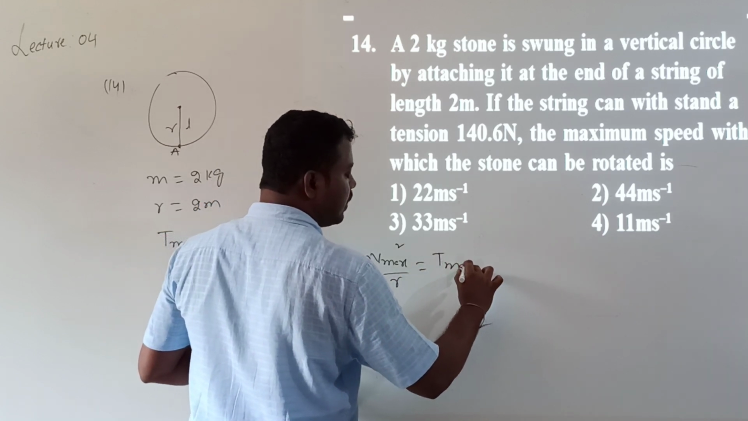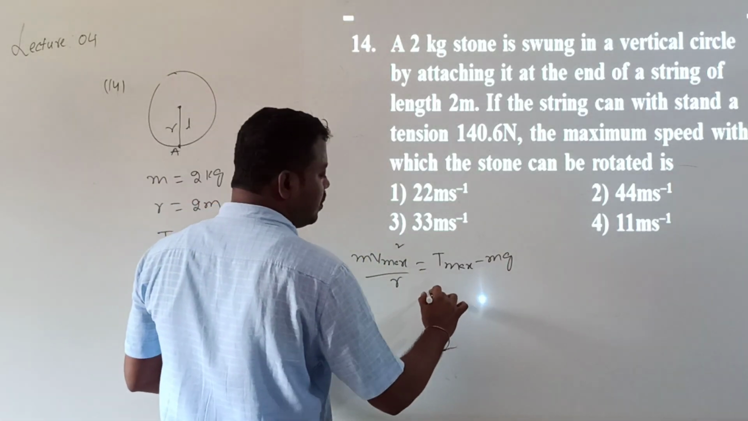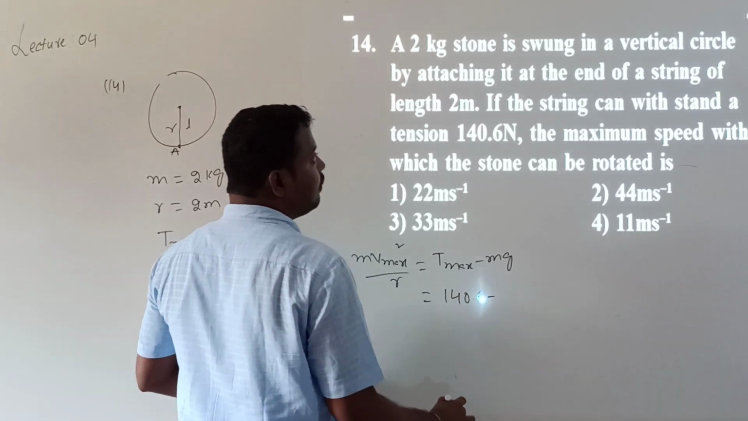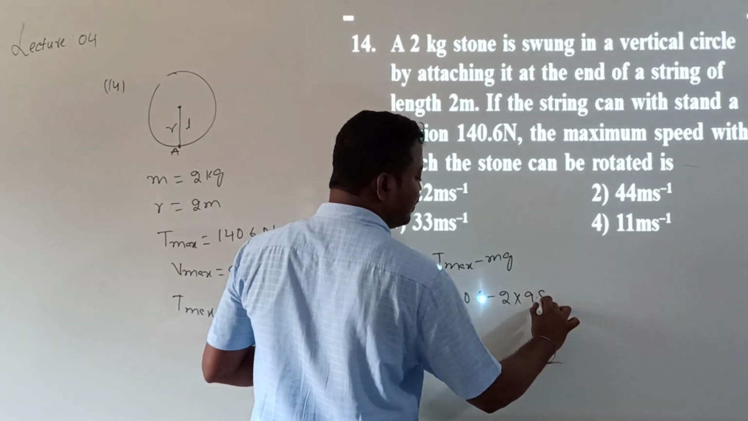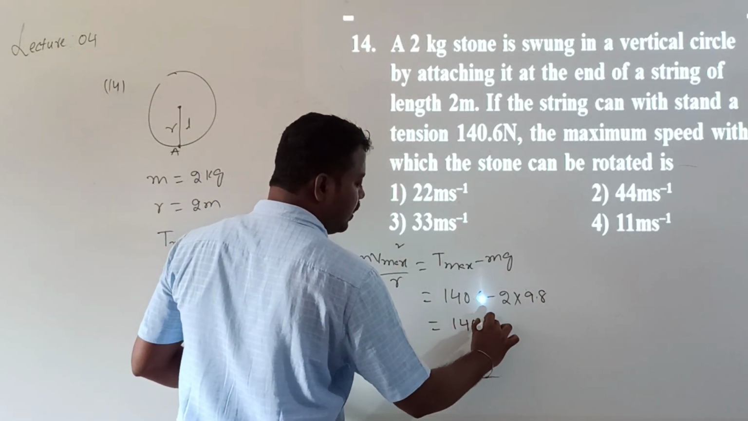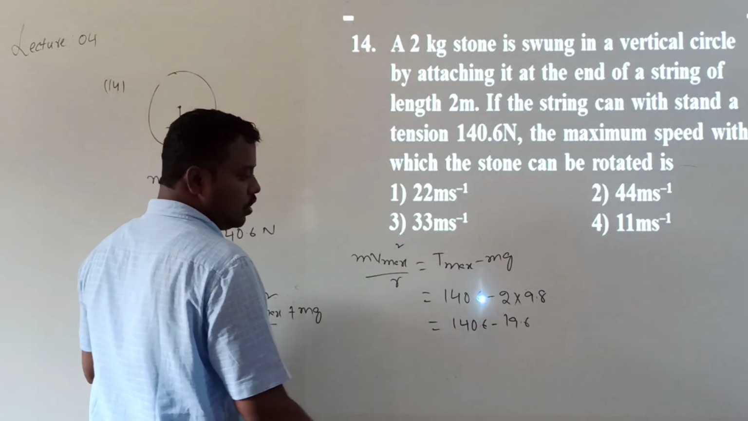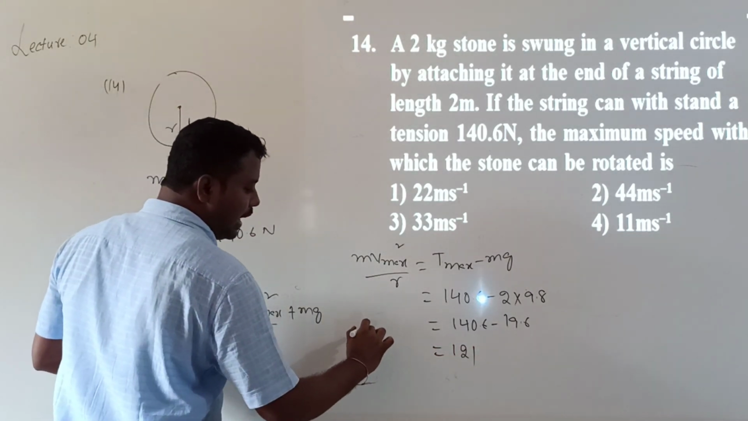So m V max square by R is equal to T max minus mg. What about the T max value? 140.6 minus m, which is 2, and here I have to take g as 9.8. So I will get 140.6 minus 19.6. How much do I get? 121.